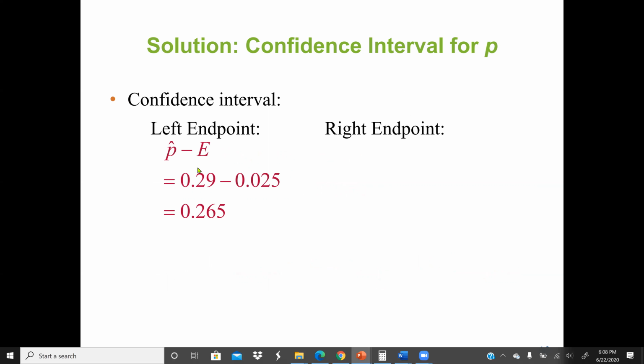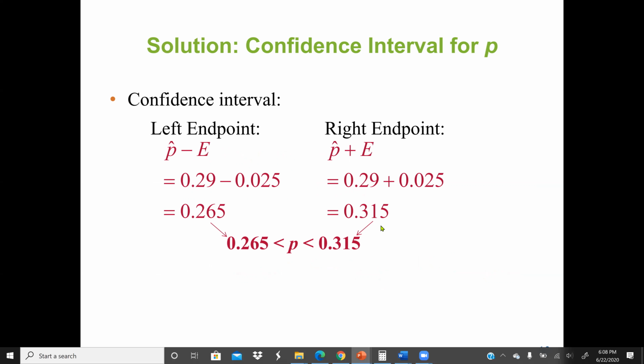So P hat minus E will give me 0.29 minus 0.025. So the answer will be 0.265. Then the right-hand point will be P hat plus E, which will be 0.29 plus 0.025. So the final answer will be 0.315.